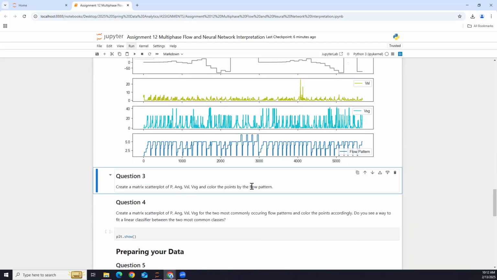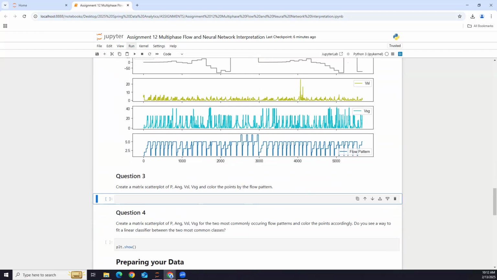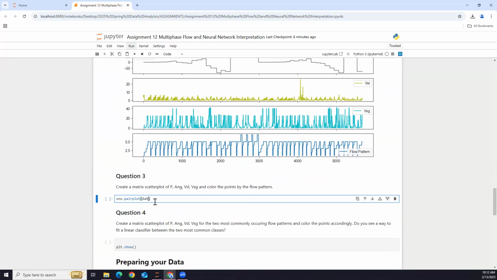All right, we're first going to look at creating a matrix scatter plot using the variables pressure, then the angle, the superficial liquid velocity, and the superficial gas velocity. I'm going to be using the Seaborn pair plot command using the data frame data, and I'm going to plot pressure. Then I have the angle. Then I have the superficial liquid velocity, and I have the superficial gas velocity.